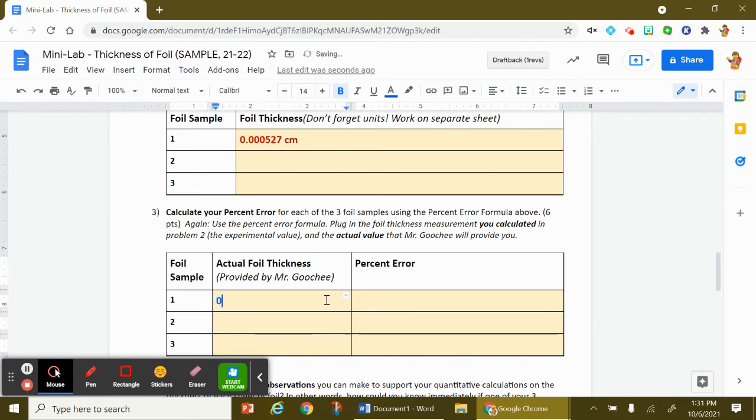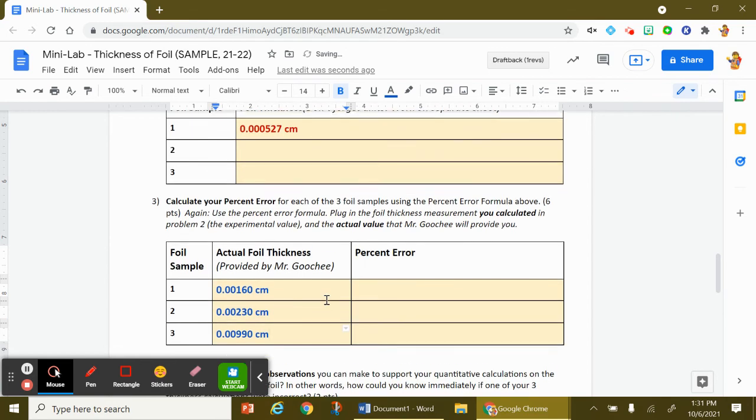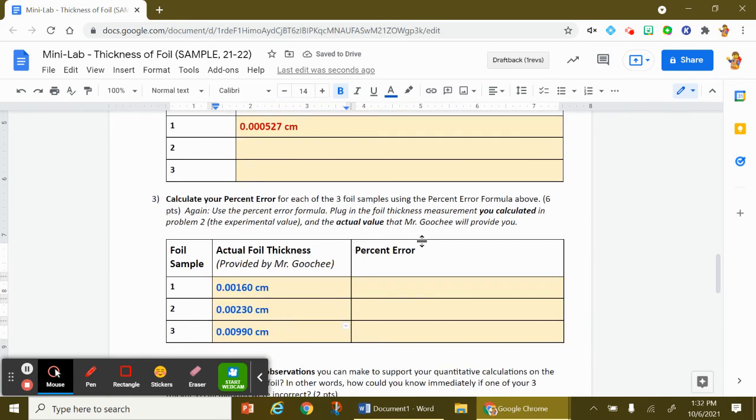Now, I will tell you right now, the thickness of the first foil is 0.00160 centimeters. The thickness of the second was 0.00230 centimeters. And the thickness of the third foil, the thickest of the three, was 0.00990 centimeters. Okay, so let's find what my percent error is.